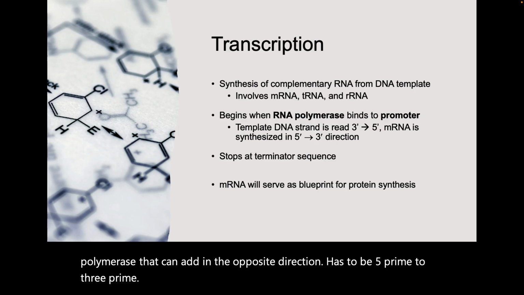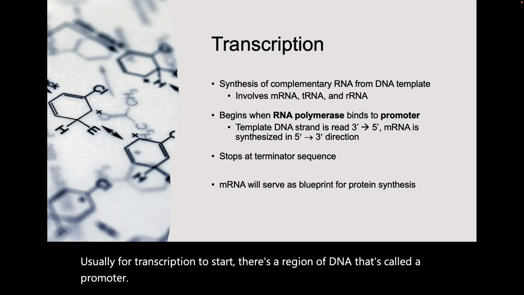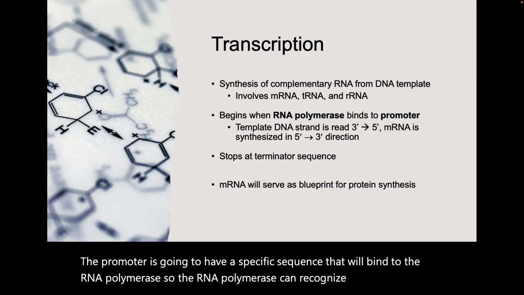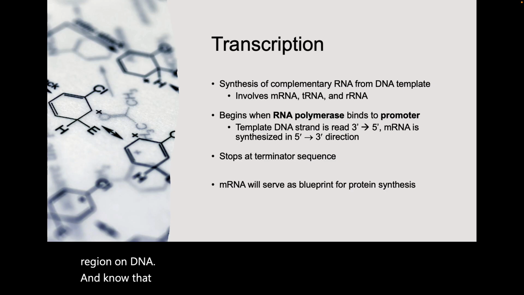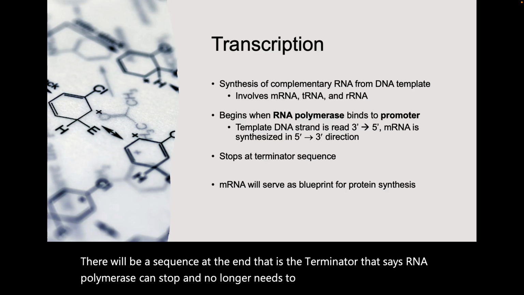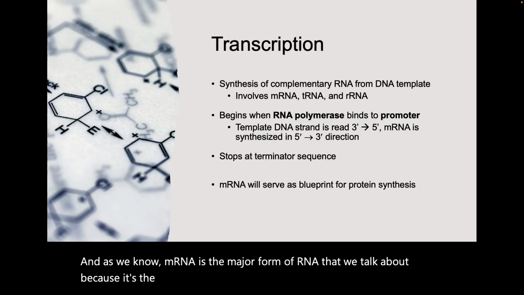Usually for transcription to start, there's a region of DNA that's called a promoter. The promoter is going to have a specific sequence that will bind to the RNA polymerase. So the RNA polymerase can recognize the promoter region on DNA and know that that's where it's supposed to bind in order to start doing transcription. There will be a sequence at the end that is the terminator that says RNA polymerase can stop and no longer needs to add more bases. And as we know, mRNA is the major form of RNA that we talk about because it's the template for doing protein synthesis.